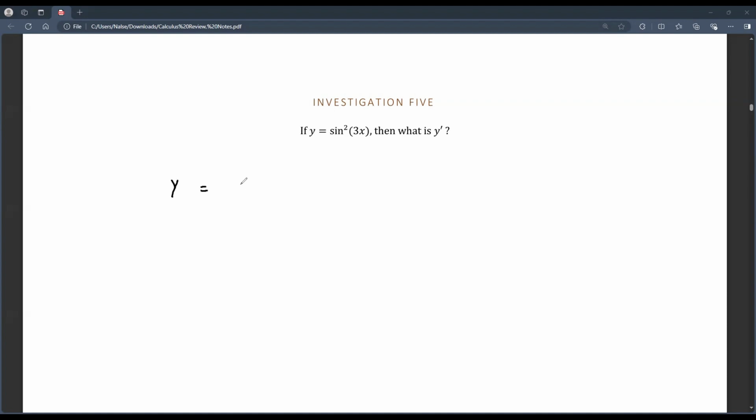Let's try to find y prime in Investigation 5. I would recommend rewriting the expression so that you can more clearly see the outermost operation as the squared operation. The inner function is sine of 3x. These are stacked functions, and there are 3 of them: a squared operation, a sine operation, and then the very inside expression, 3x. We need to use the derivative of each one to complete the overall derivative rule.